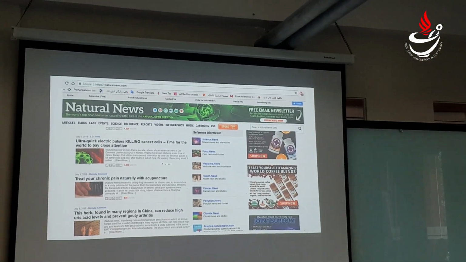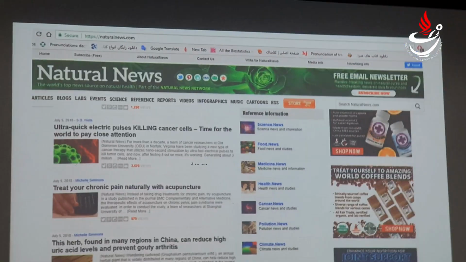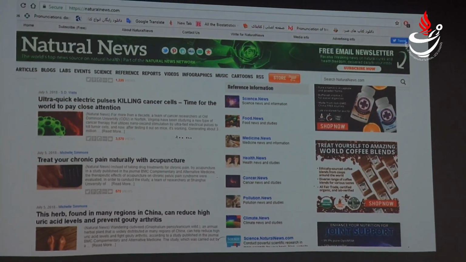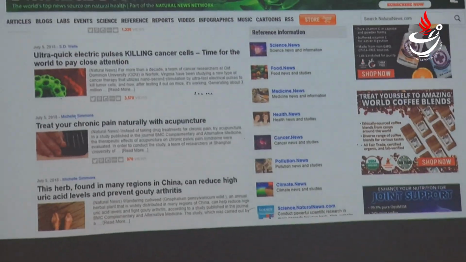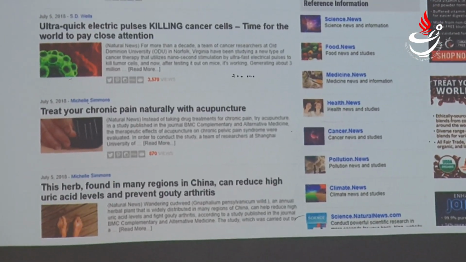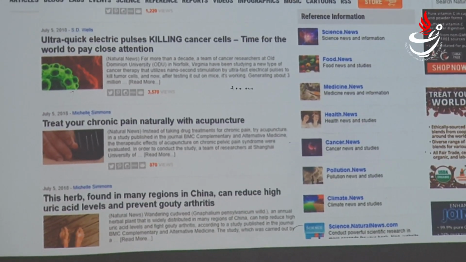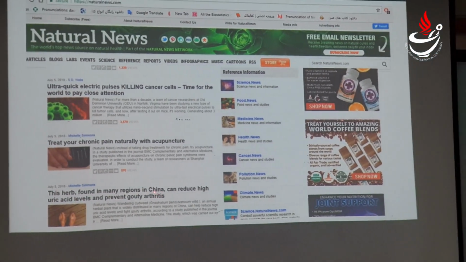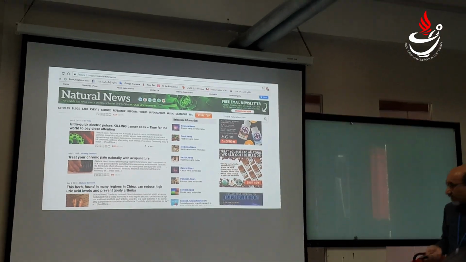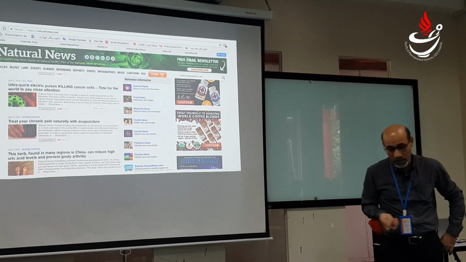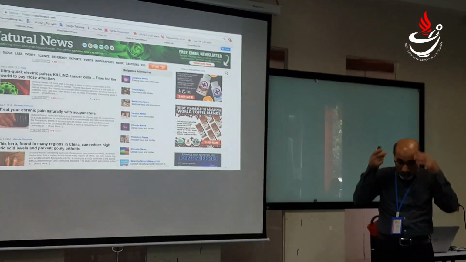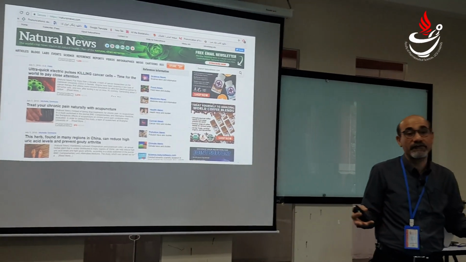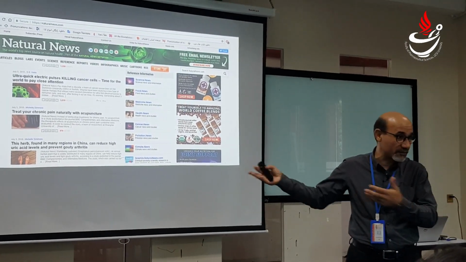Look at this one. This is one of those yellow pages on the web, this website, Natural News. You must be very cautious about what is reflected here. For example, just a few days back, I was looking at the topics in this website. Look at this, for example. This herb, found in many regions in China, can reduce high uric acid levels and prevent gouty arthritis. Okay, so what's your understanding of this one? Probably this medicinal herb from China would be effective in gout. Okay, this is my understanding of this topic.